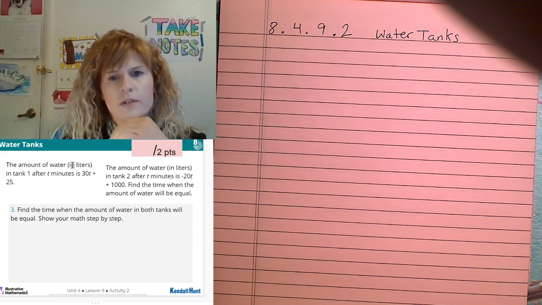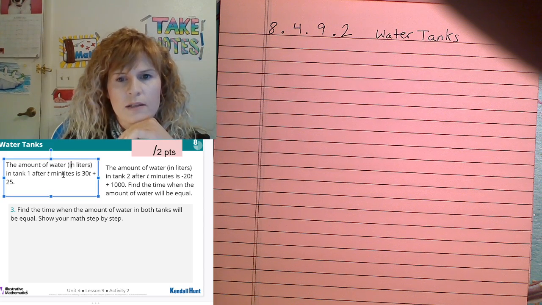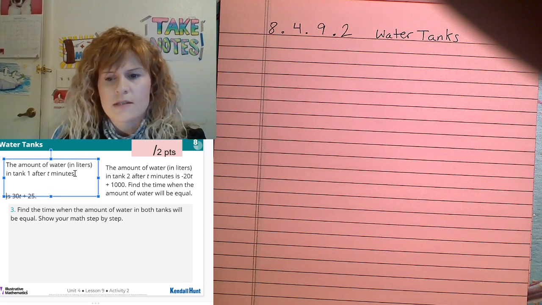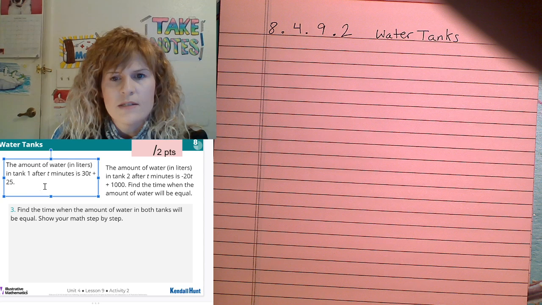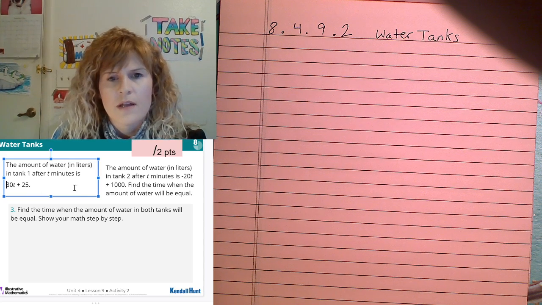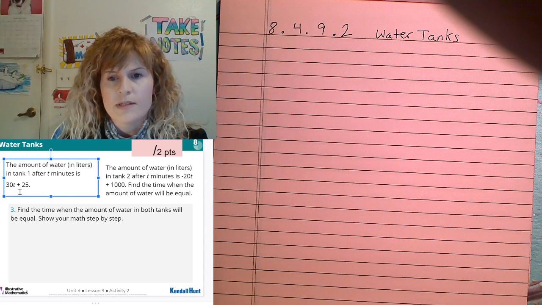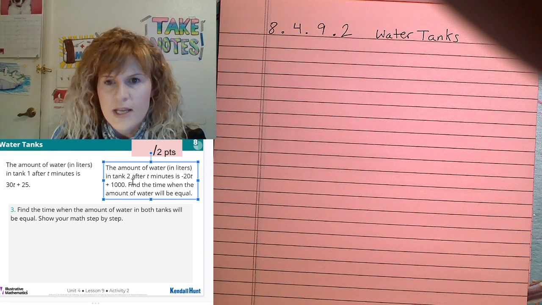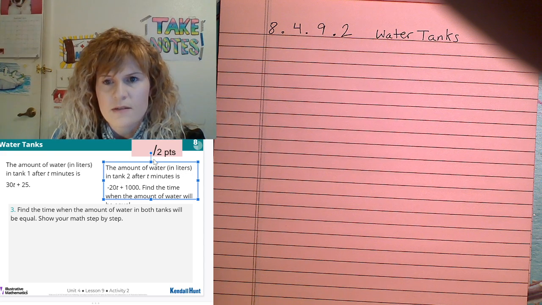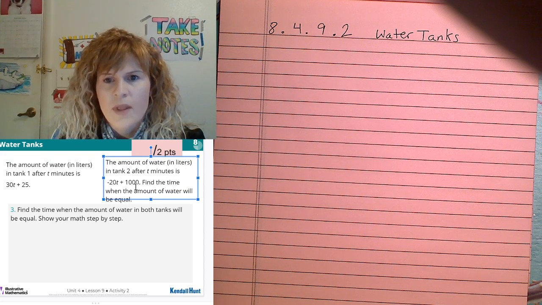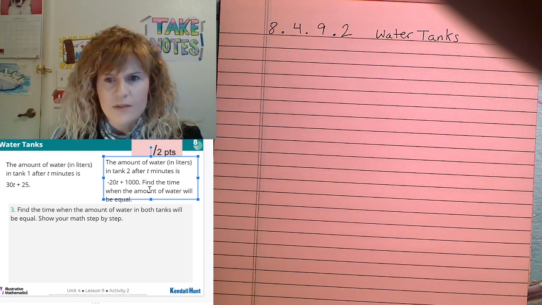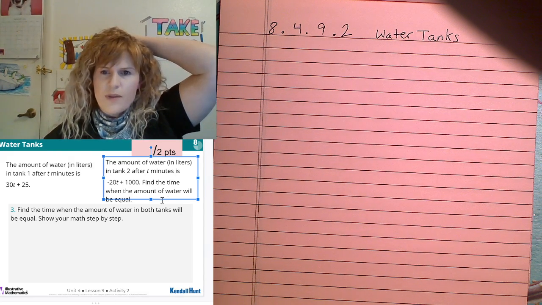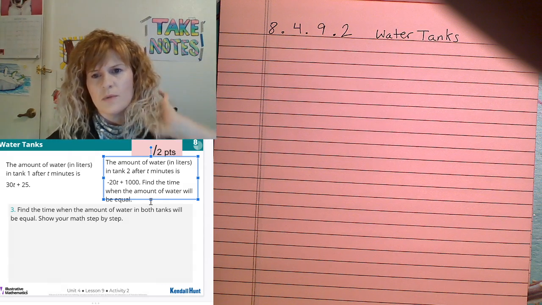The amount of water in liters in tank 1 after T minutes is 30 times T plus 25. The amount of water in liters in tank 2 after T minutes is negative 20 times T plus 1,000. Find the time when the amount of water will be equal.